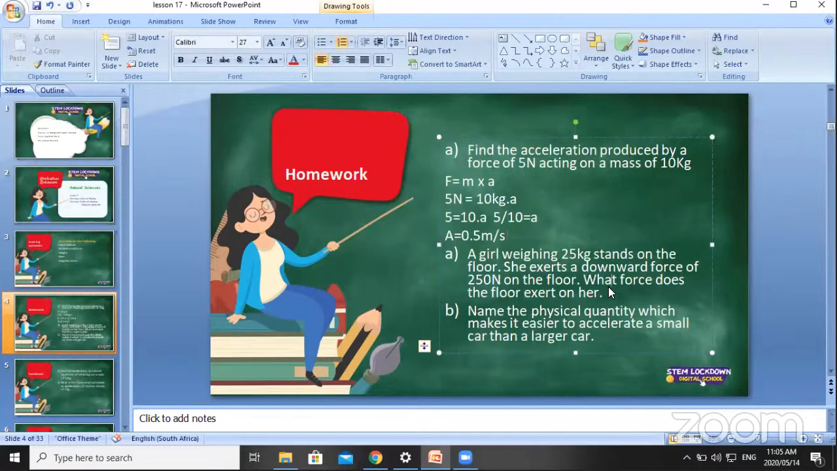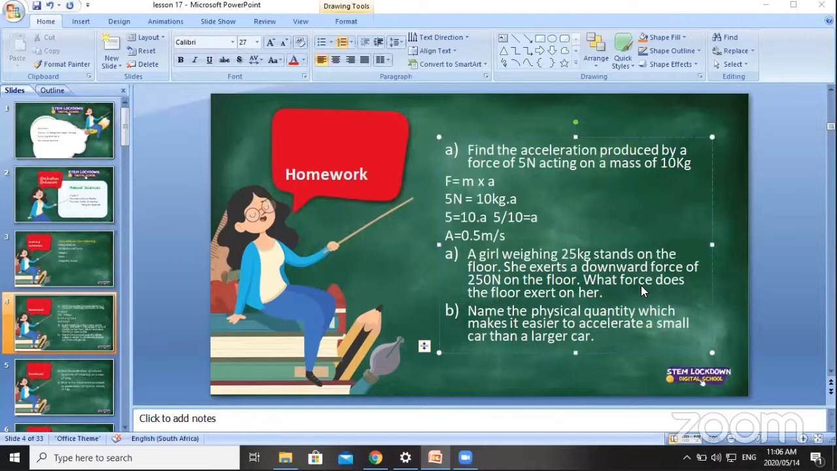Amra, let us do B now. A girl weighing 25 kg stands on the floor. She applies a downward force of 250 newtons on the floor. What force does the floor exert on her? So you are given that a girl is weighing 25 kg and she stands on the floor. She exerts a downward force of 250 newtons on the floor. What force does the floor exert on her?